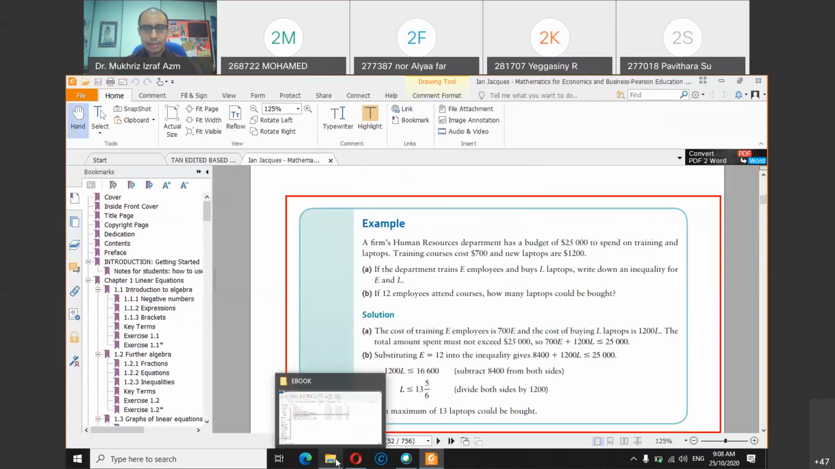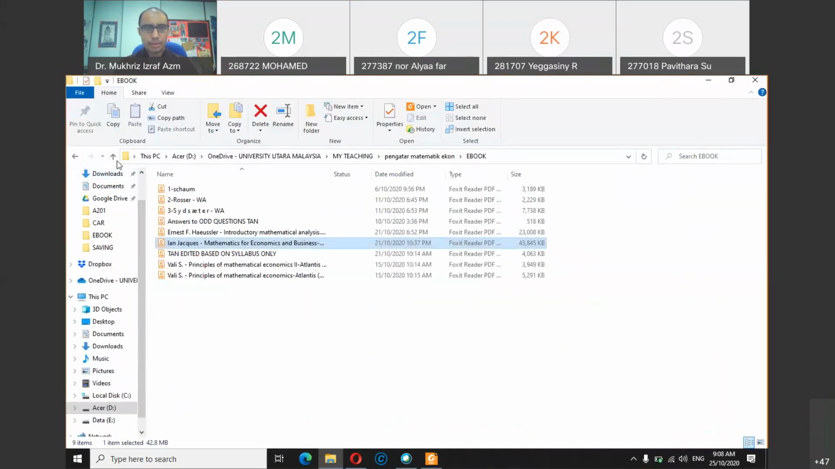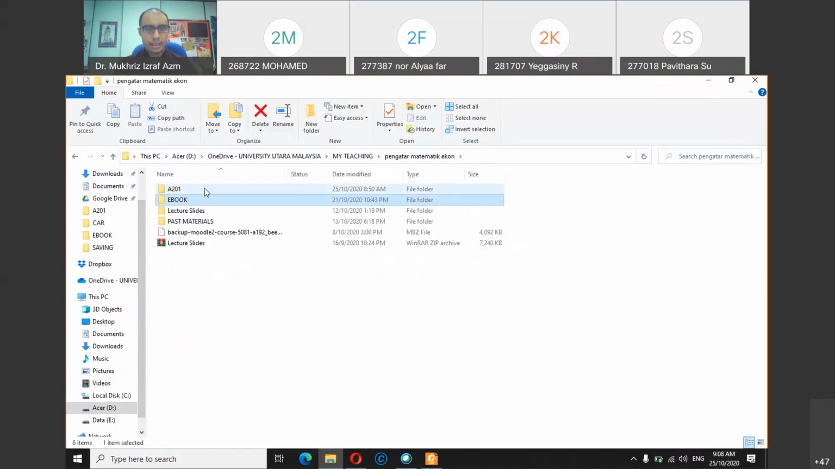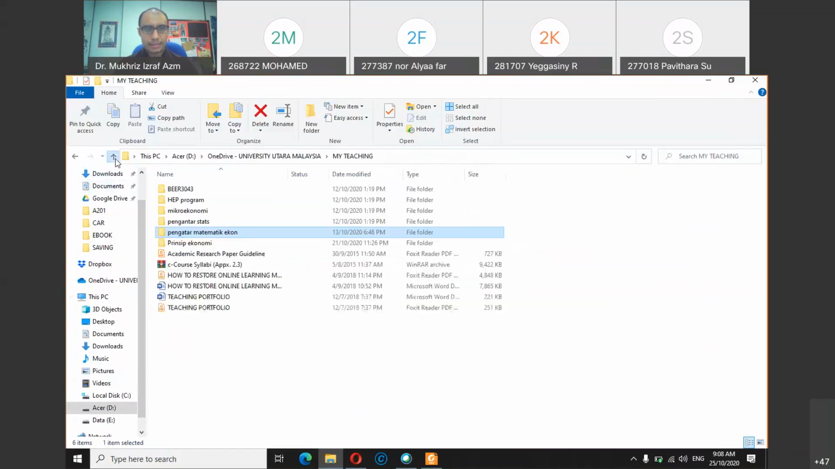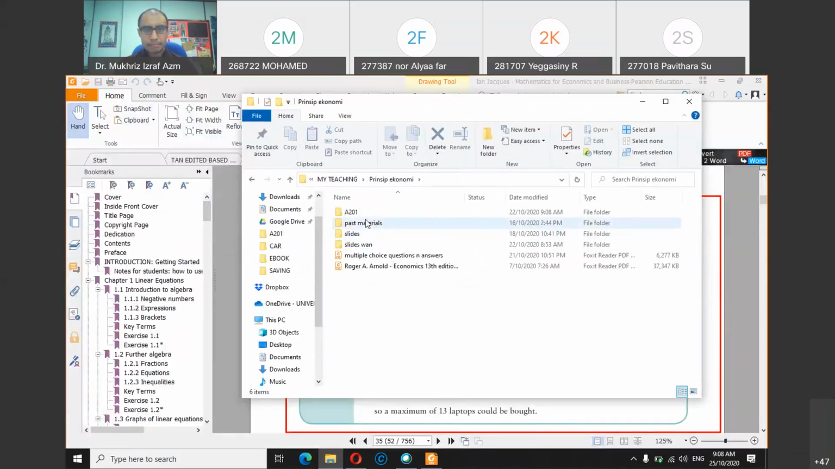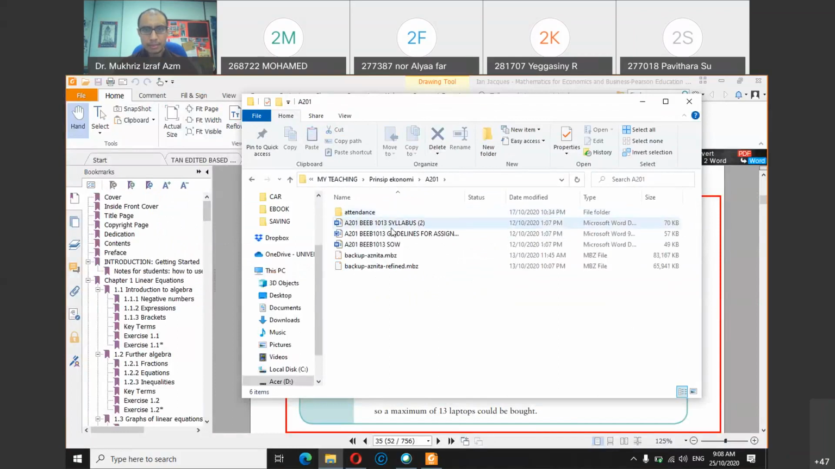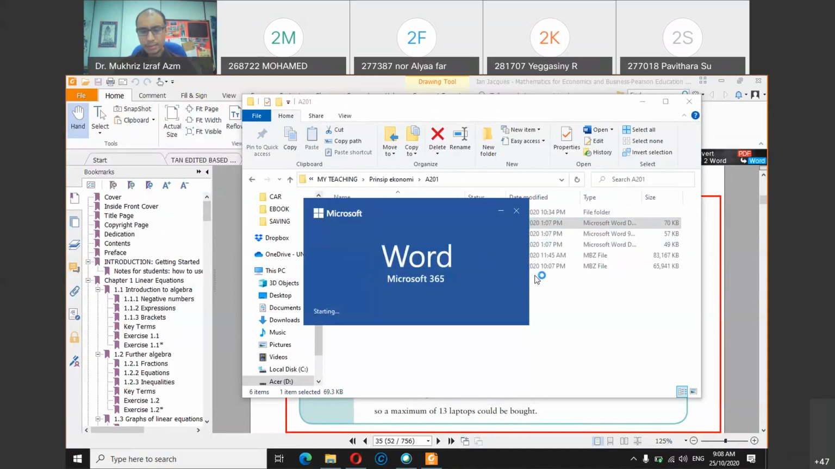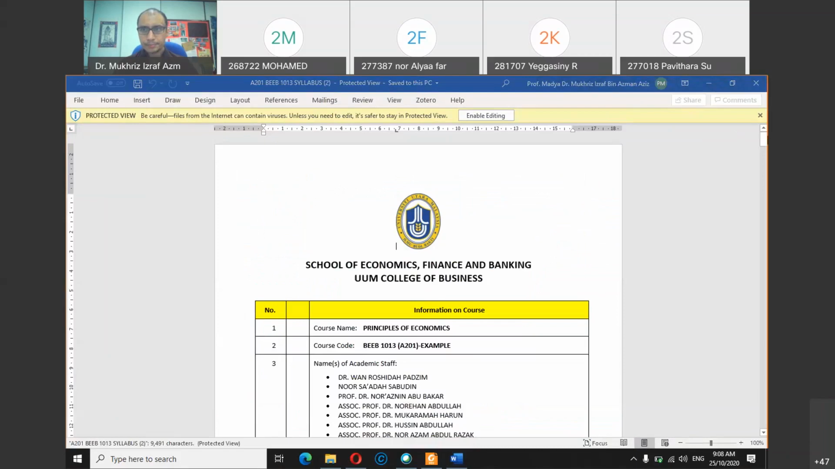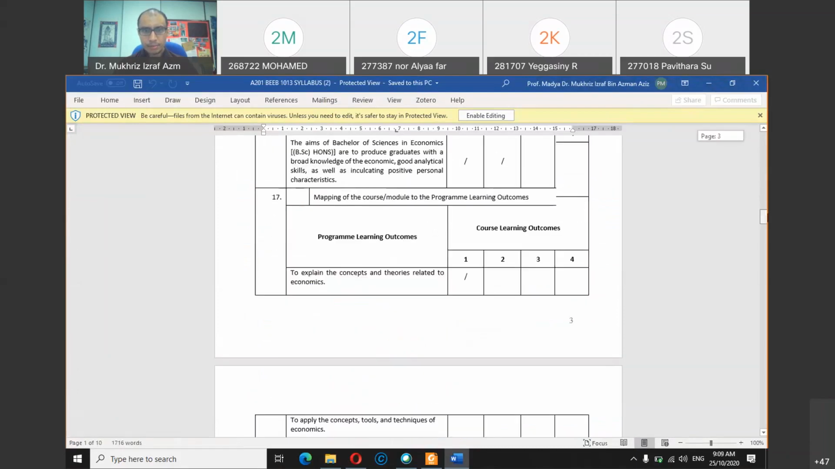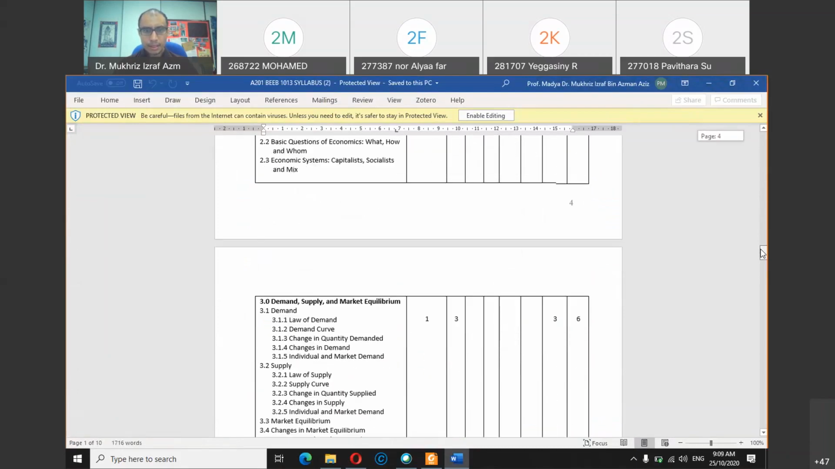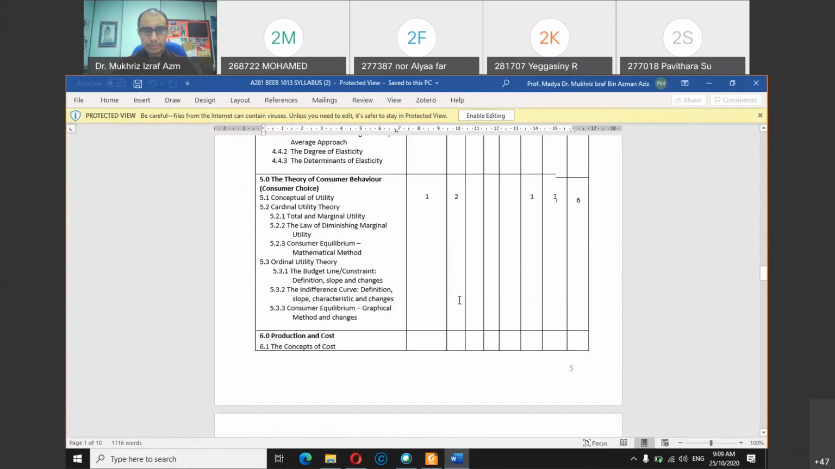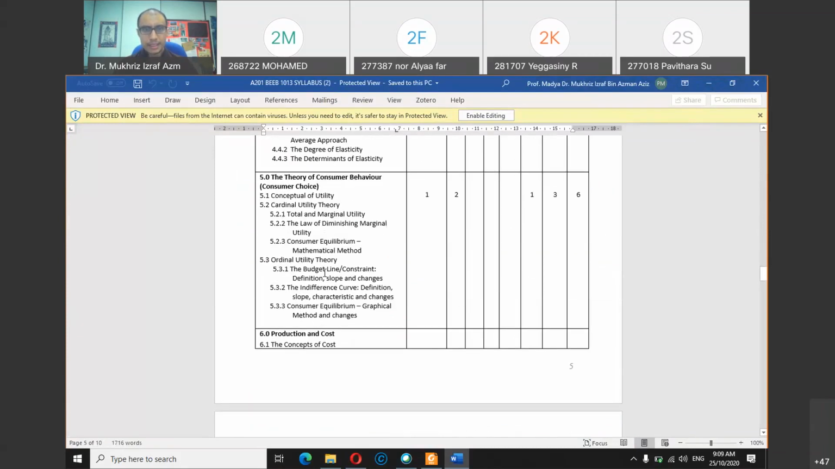If you learn, I'm sure many of you, or even all of you, are taking principles of economics this semester. In the principles of economics textbook, I'm just showing you what you will learn, I think this coming week or even next week, under the subtopic of budget line constraint.